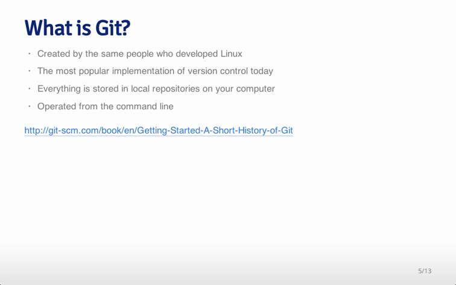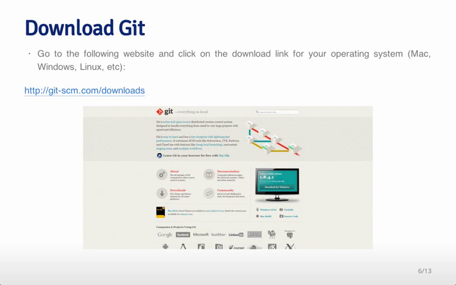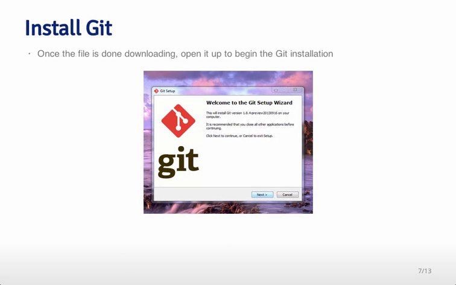The link I've given you here is a short history of how Git was developed and how to get started. So the first thing that you need to do is go and download Git. I've given you the website that you can see right here. If you go to that website and download the appropriate version of the software for your operating system, that would be the right place to start. The next thing that you do, once it's done downloading, is you open it up and you begin the installation process. There'll be an install wizard that will take you through the steps of installing Git.